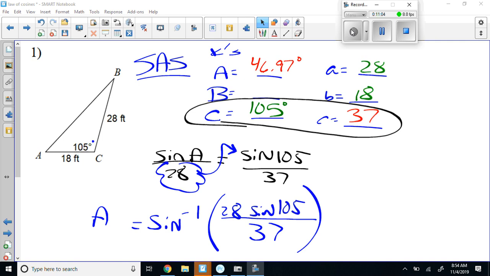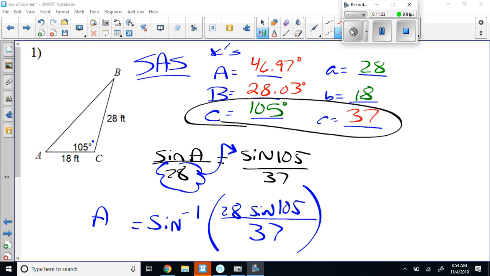All right. Y'all good? How do we find angle B now? Yeah, 46.97 plus 105, add them together and subtract it from 180, right? Because a triangle has how many degrees in it? It's got 3 angles with the degrees. So what would angle B be? 28.03? Any questions on that?